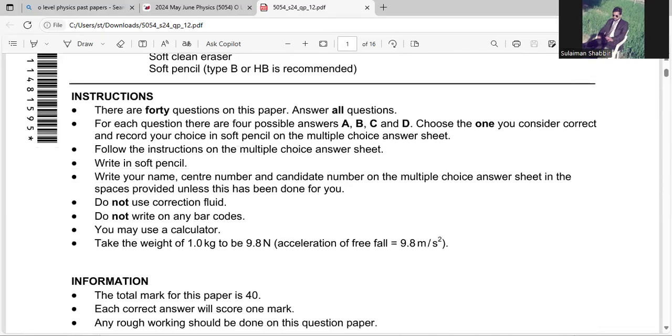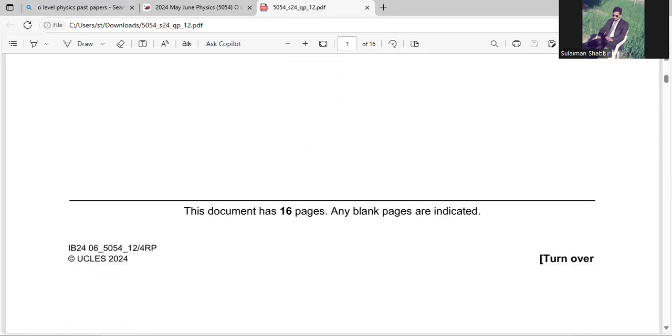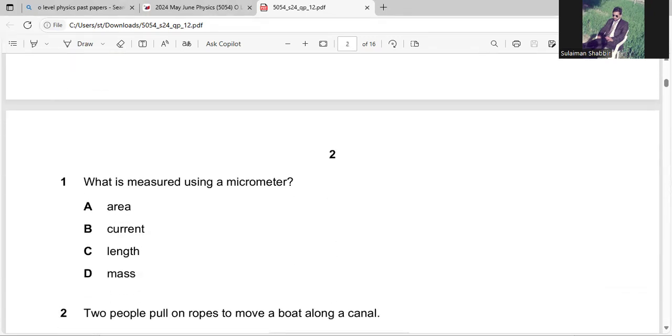According to its solution, there are 40 marks available in total.